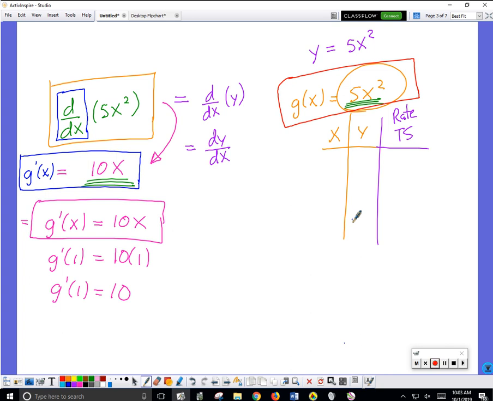In Unit 1, we learned the word derivative. You have to remember that derivative has several meanings. The derivative of this function also means the tangent slope of this function. So just say it out loud.